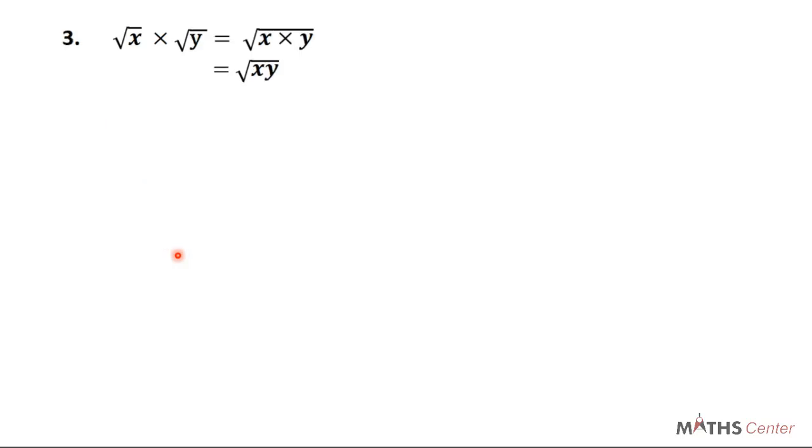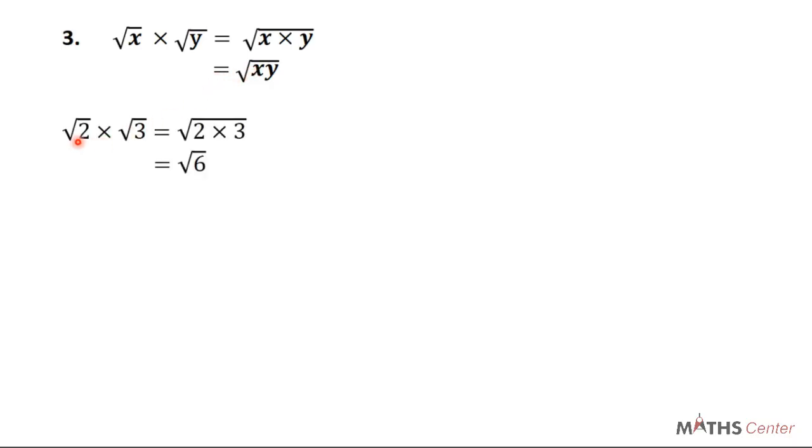Let's look at the next property. If you have the square root of a term, say x, and you multiply that with the square root of a term, say y, you write a bigger square root, then the terms under the square root sign will multiply. So here x will multiply y. So when you come here, you are going to get the square root of x times y, which will give you square root of xy.